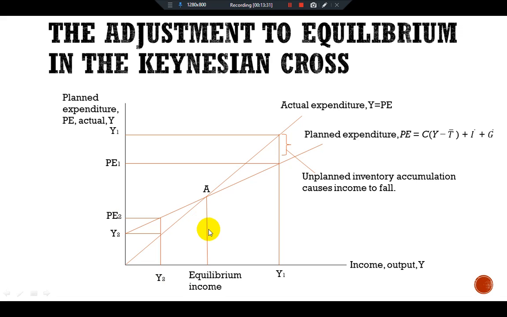So in summary, the Keynesian cross shows how income Y is determined for a given level of planned investment I and fiscal policy G and T. We can use this model to show how income changes when one of these exogenous variables changes.